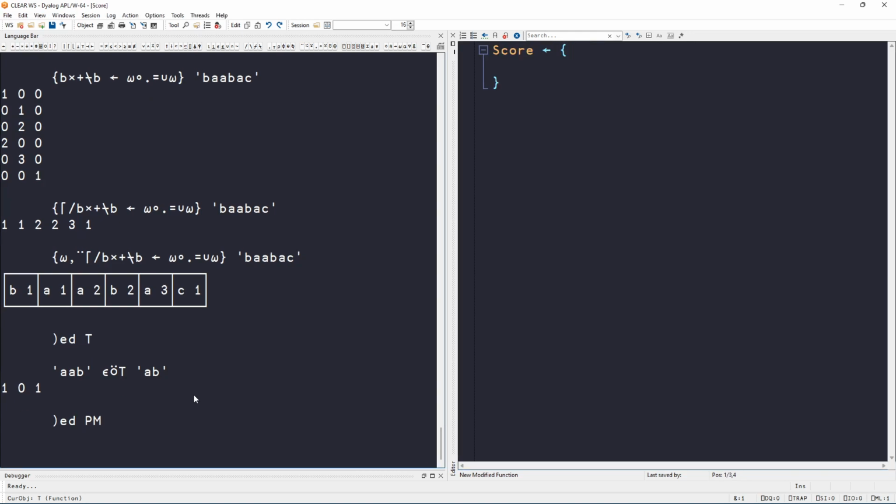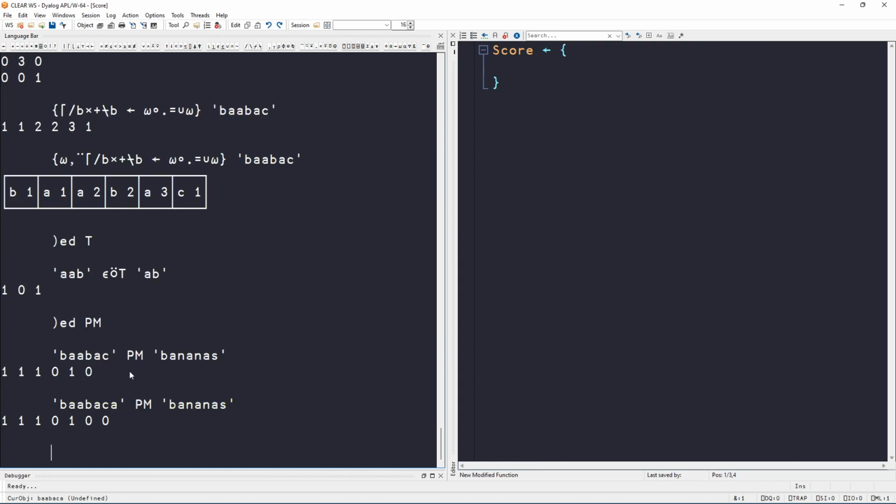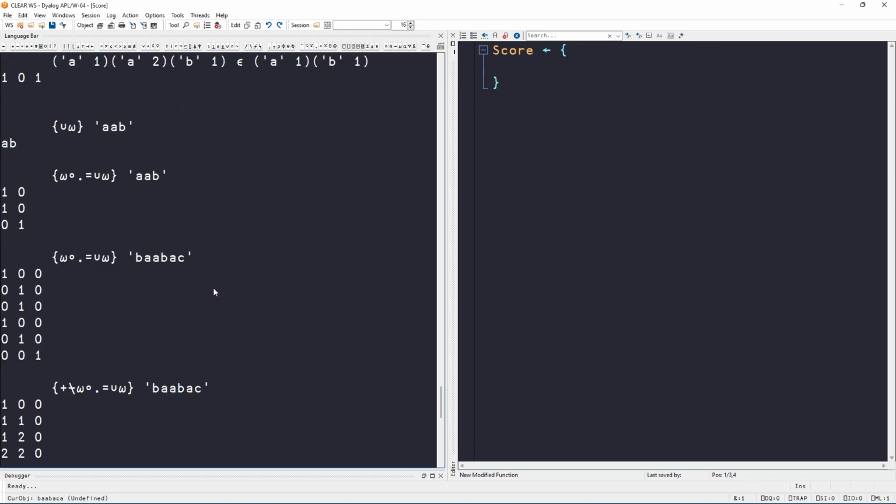This is progressive membership. So let's do something else. Let's see, BAA, BAC, progressive membership on a string like bananas. The B is in there, and so are the first two A's. The second B is not there. The third A is, and the C is not. And if we add one extra A, it's no longer there. So this is progressive membership. And this is a very important piece of the puzzle. So now that we have progressive membership, let's see if we can score our words better.